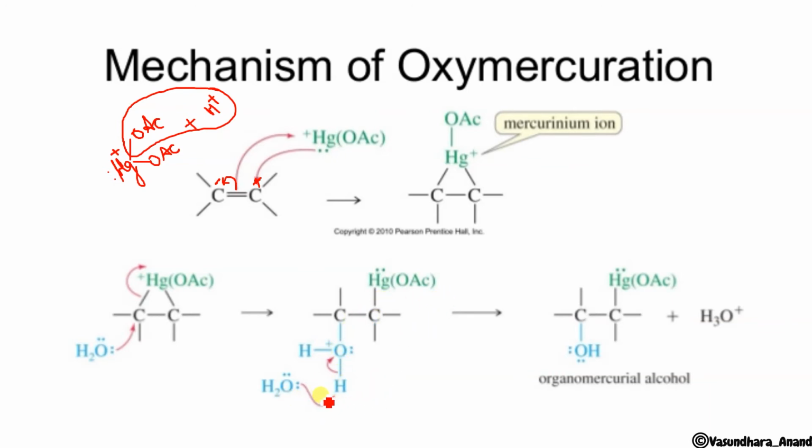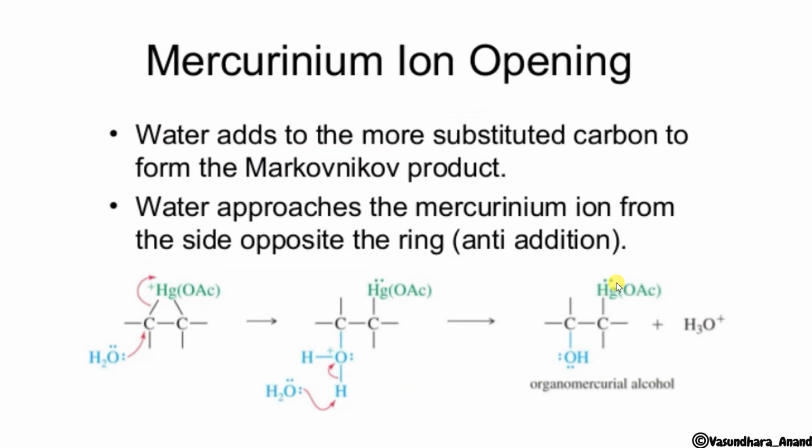Another H2O molecule, this H being the better leaving group, will come out in presence of another water molecule to form H3O plus, and this will create a double bond, two lone pairs over there. So this is called organomercurial alcohol or hydroxymercurial compound, because a hydroxy group is also there and a mercurial compound is there. So that's why it is called a hydroxymercurial compound.